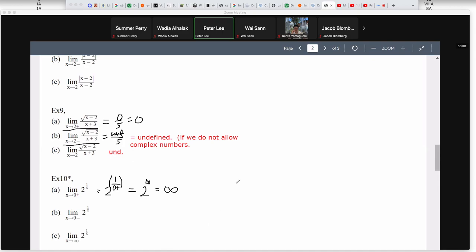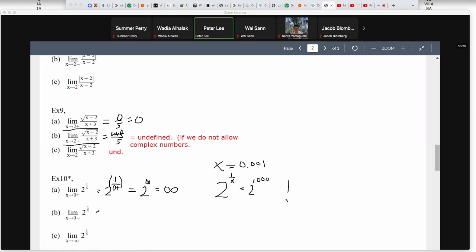Do you want me to plug in a value? How about if you plug in x equals 0.01? Let's see what happens. If x equals 0.01, then what is 2 to the 1 over x power? That's 2 to the 1 over 0.001, which is 2 to the 1,000. So do you see what's going on? These numbers are getting bigger and bigger.